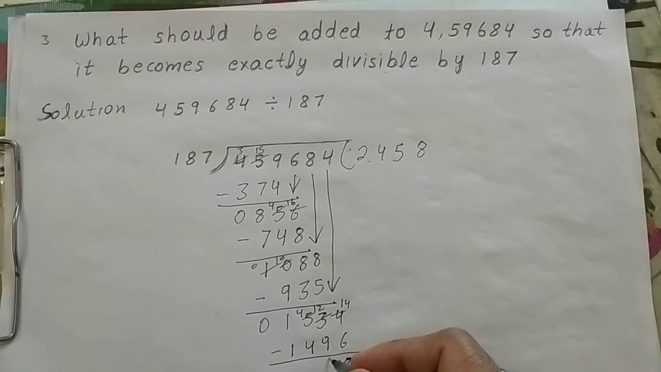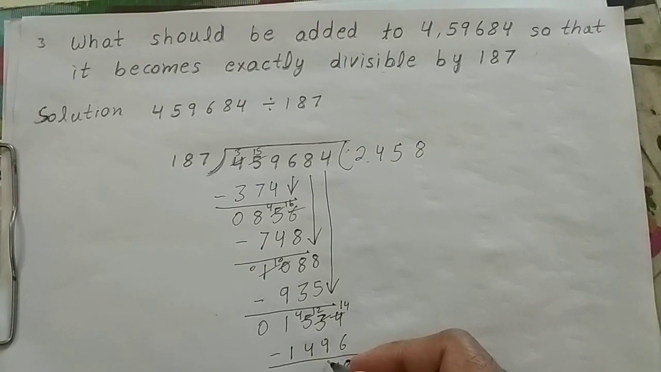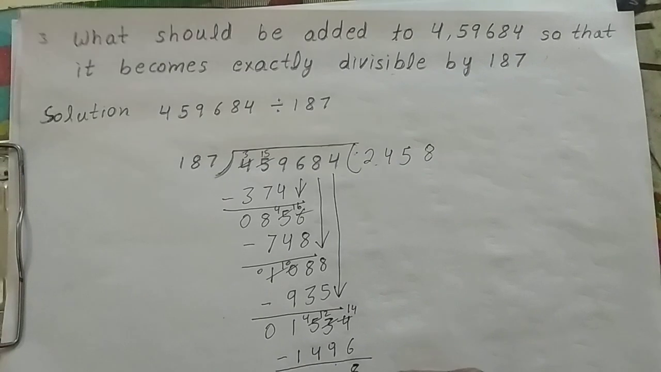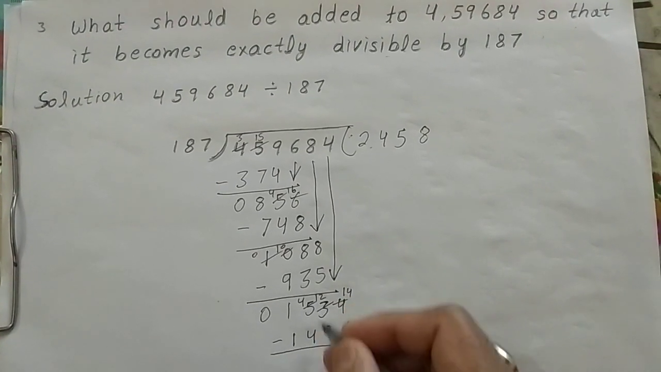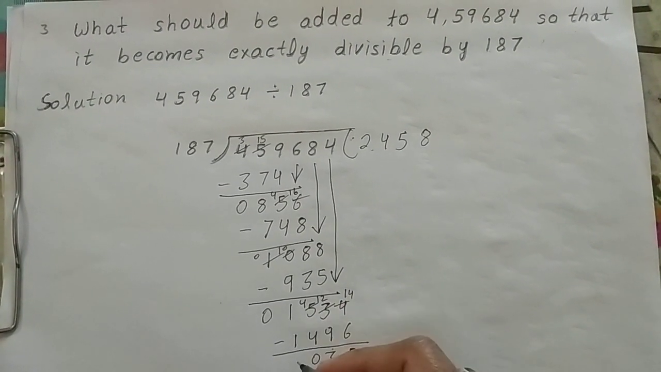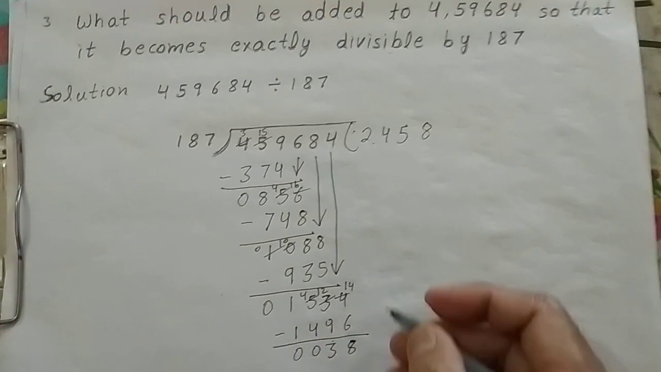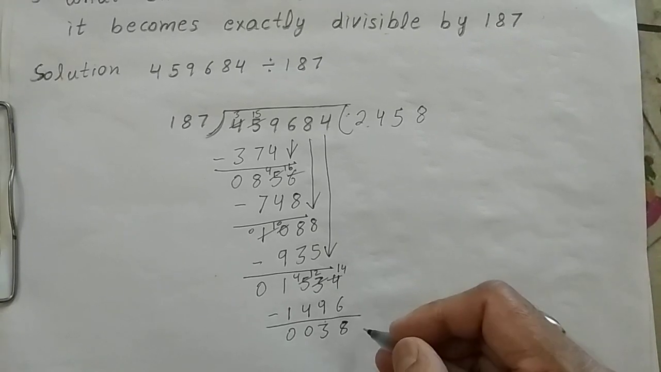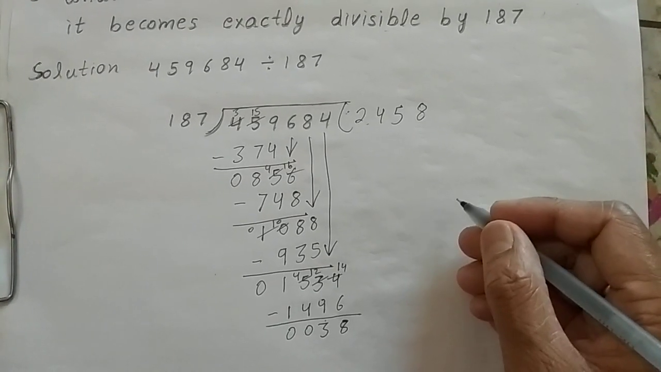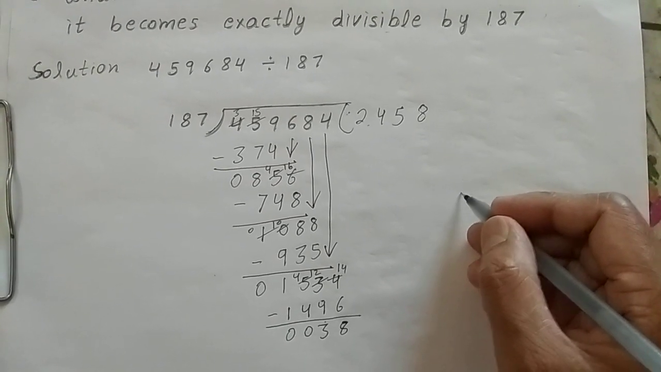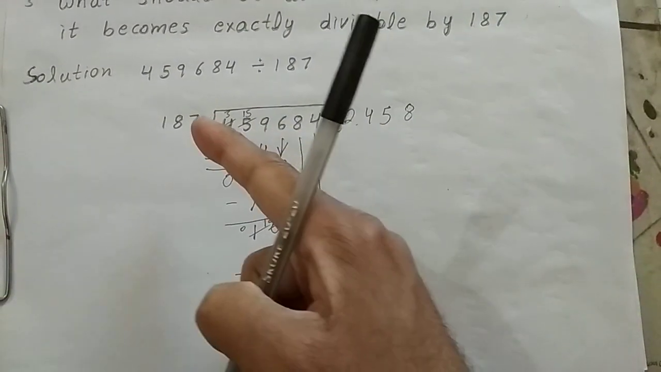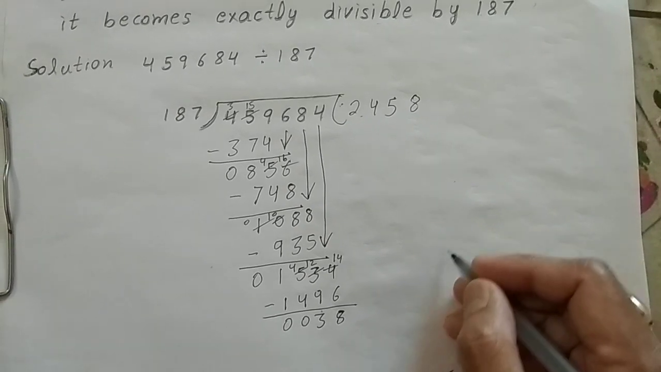12 minus 9: 10, 11, 12. 3, 38. 4 minus 4, 0. 1 minus 1, 0. So our quotient is 2458, remainder is 38. Now what do we have to do? We have to subtract this remainder from this divisor.